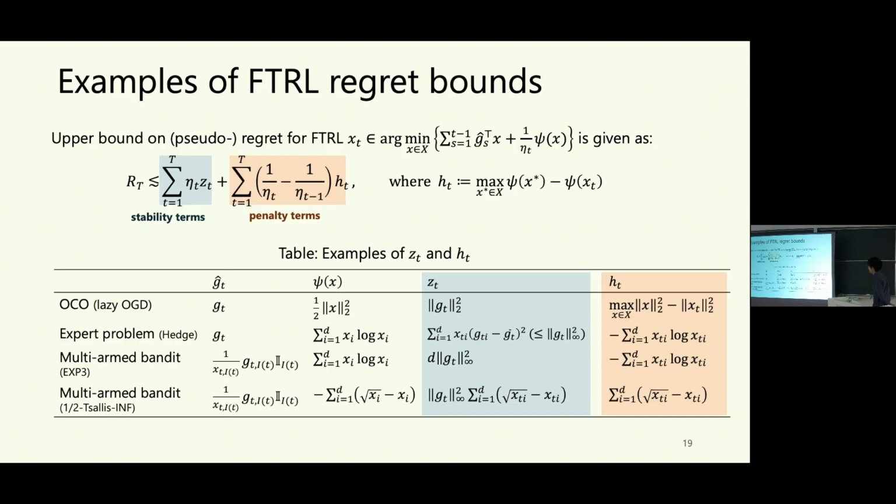Here, ZT and HT are parameters that depend on the problem setting and the definition of G hat and the regularizer function. Here, this table shows some examples of ZT and HT.